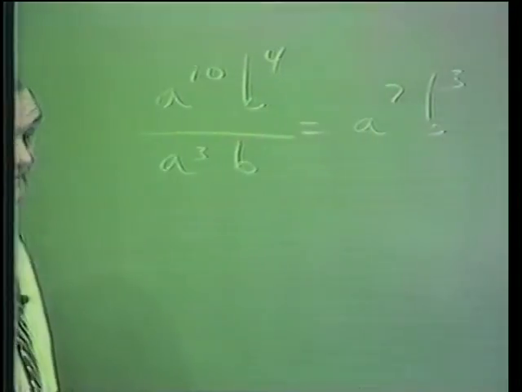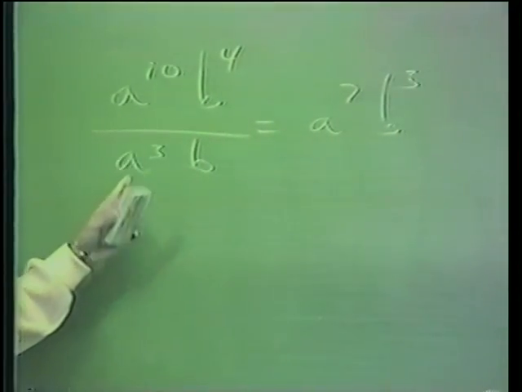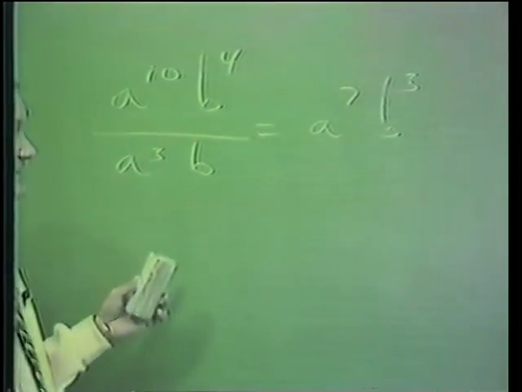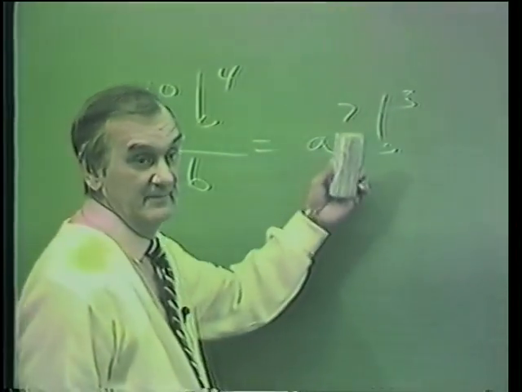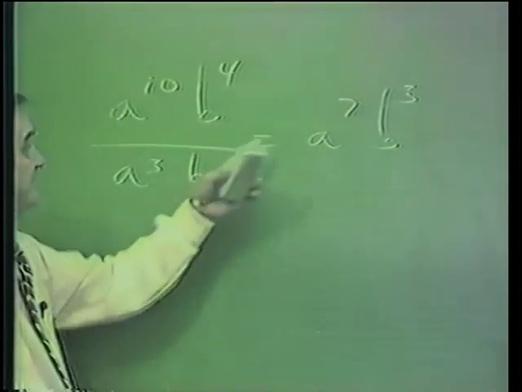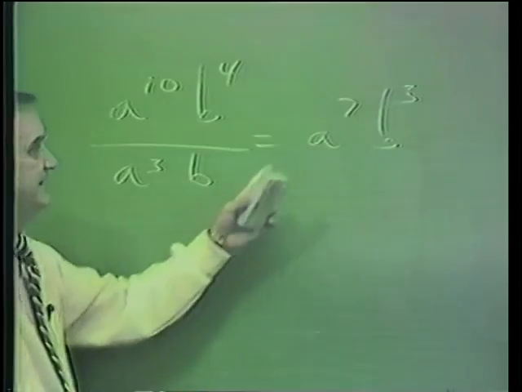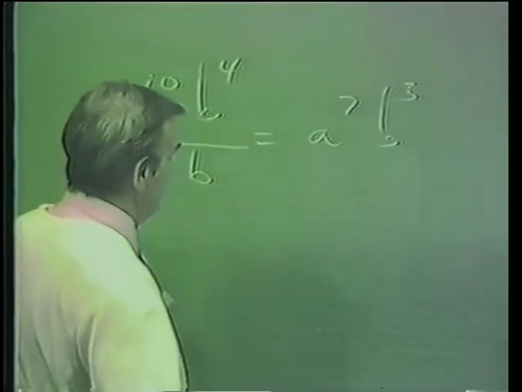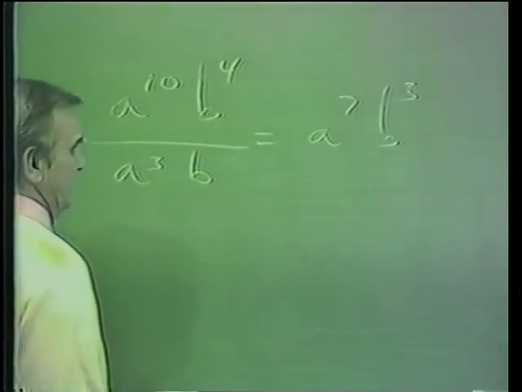That's right. We have an A on top, an A in the denominator, different exponents, so we end up with an A. We subtract: 10 minus 3 is 7. B to the 4th over B is B to the 3rd. Nice and easy. Let's try another one.